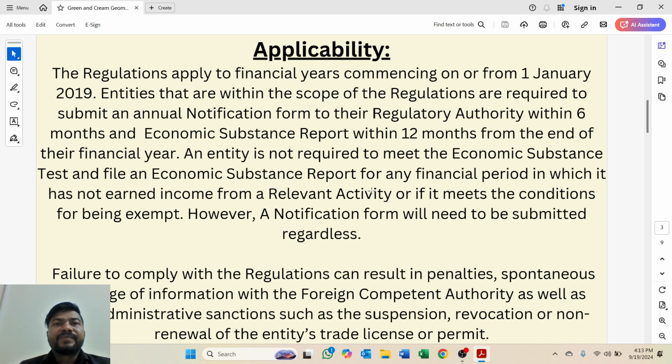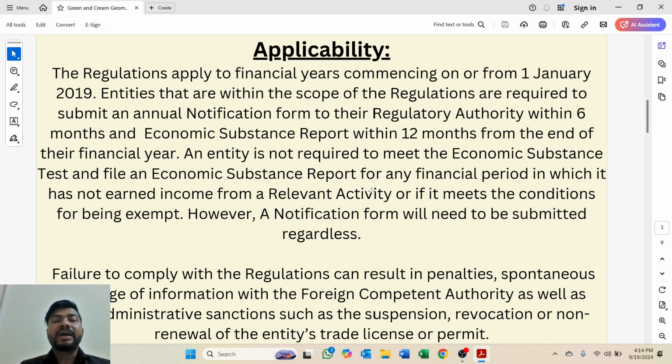And also, the entity is not required to meet the economic substance test and file economic substance report for any financial year in which it has not earned income from relevant activities. Suppose, even if you are doing any relevant activities, and you don't earn any revenue for that financial year from such relevant activities, in that case you don't need to submit the economic substance report. However, you have to file the economic substance notification form to the regulatory authority, which is within 6 months of the end of the financial year.